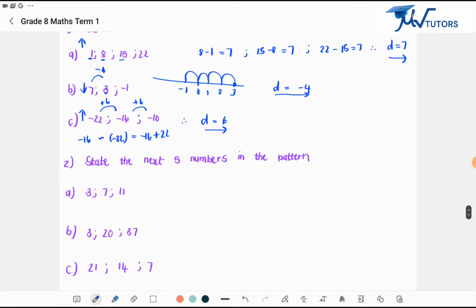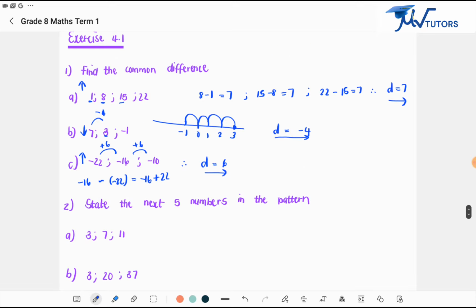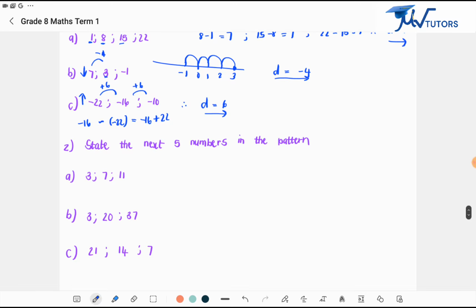Now it says exercise 2 in 4.1, state the next 5 numbers in the pattern. So here we need to see what the trend is. For me to go from 3 to 7, by the way, it's an increasing trend. So from 3 to 7, if you don't know, you just say 7 minus 3. I'm adding 4. Again, from 7 to 11, I'm going to say 11 minus 7, and that's basically 4. It's always good to test the numbers that I'm given just to make sure that it is 4 for all of them.